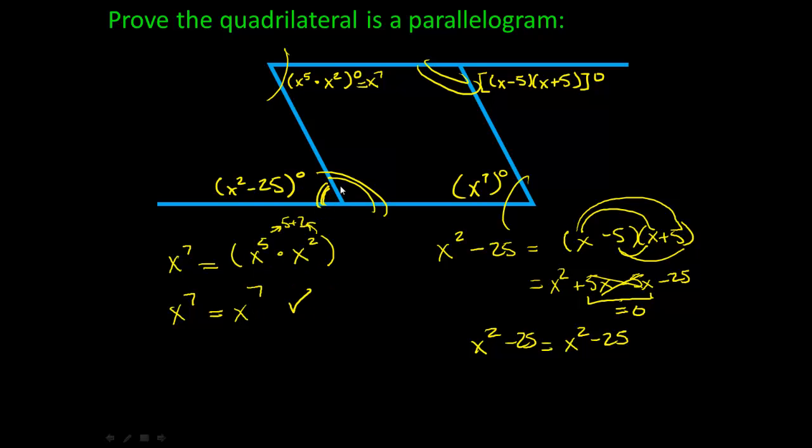these angles are congruent. And I could say by substitution that if this is supplementary to this and this is supplementary to this, and they're congruent, that means that this is congruent to this. And because of that, because opposite angles are congruent, we can show it's a parallelogram.